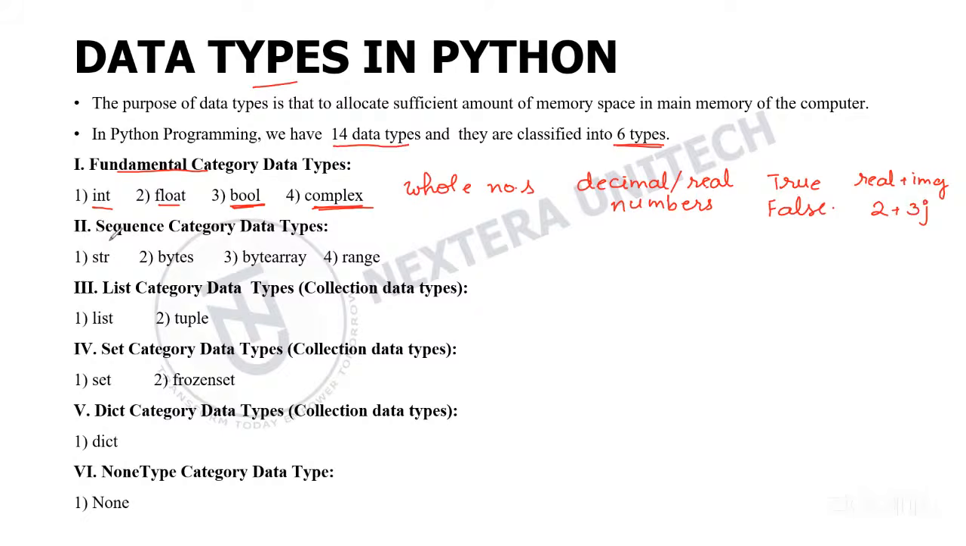And then we have sequence category data types. In this we have string, bytes, byte array, and range. So the purpose of sequence category data types is to store ordered collection of values. So it stores sequence of values or characters.